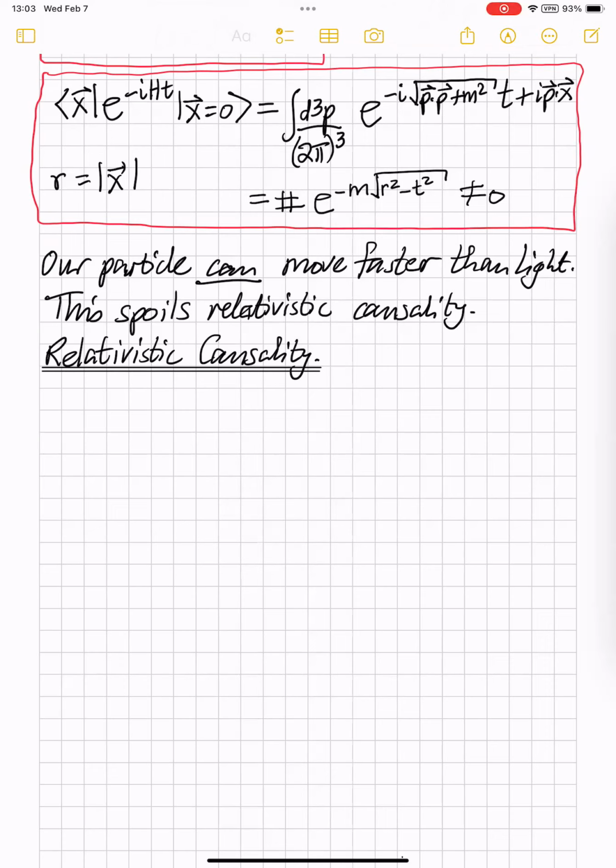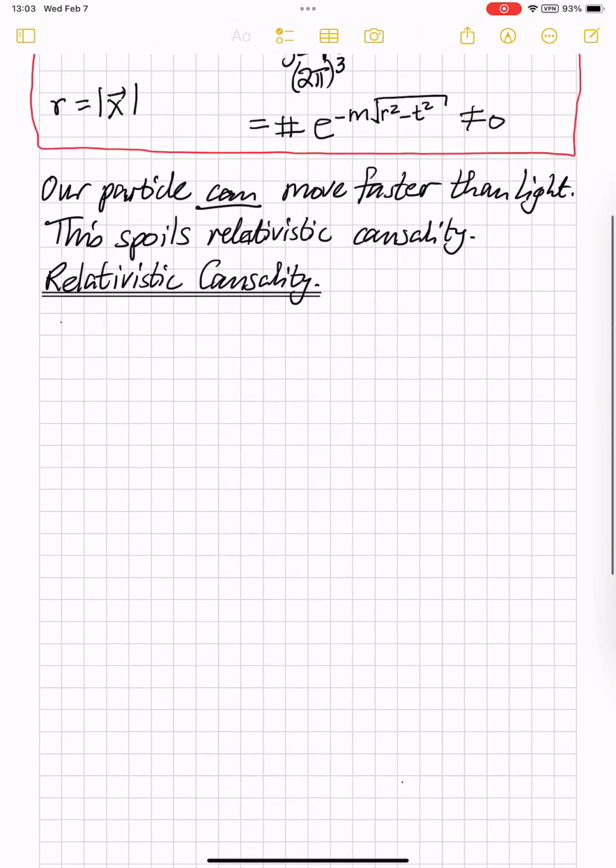Well, causality is the statement that causes come before effects. So let me give you an example. Let's imagine you're sitting in your room and a bomb is blown up in the room.